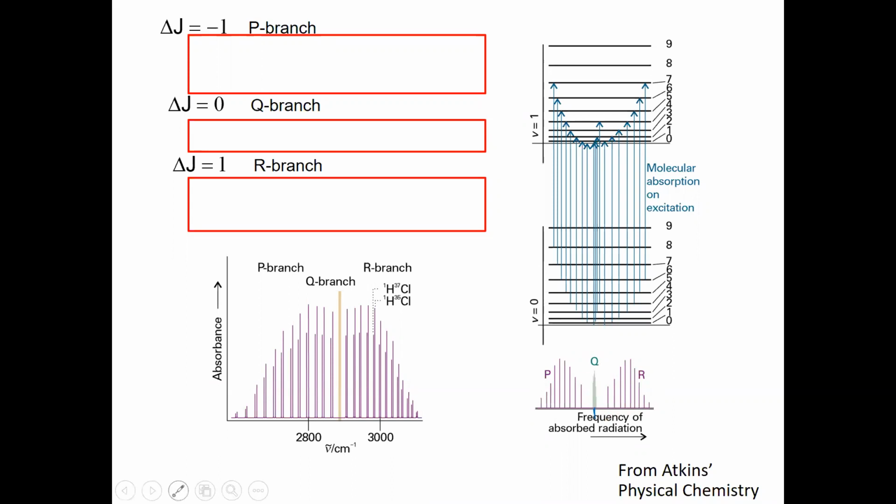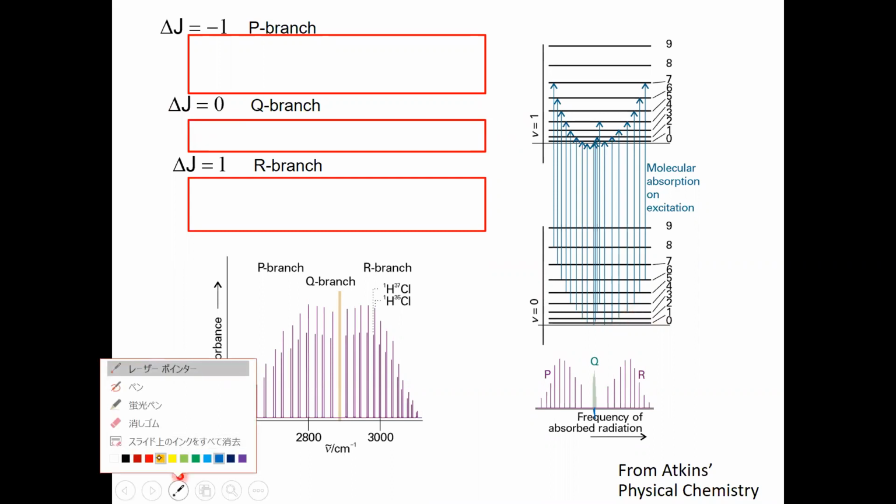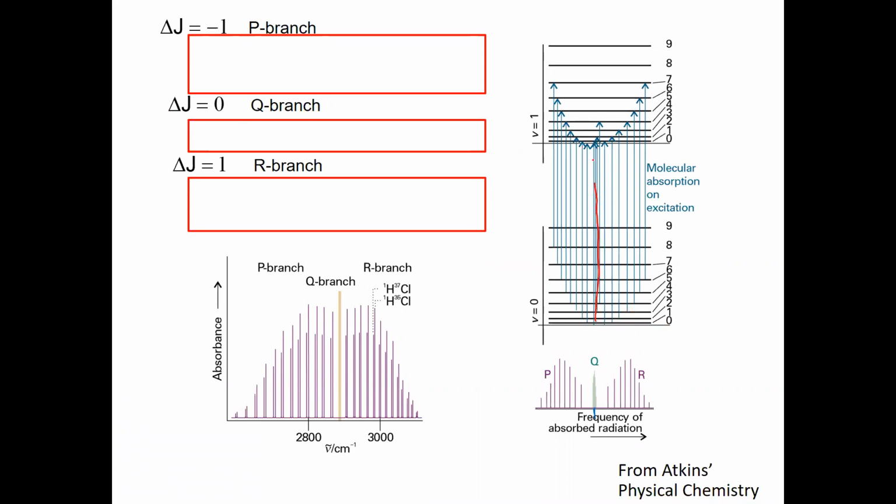So what does it mean? Here's a vibrational ground state, and here's a vibrational excited state. You could excite without changing the rotational energy state, meaning delta J equals 0. So from 0 to 0, 1 to 1, 2 to 2. So without changing the J value, the absorption spectrum profile is almost constant, which is called the Q branch.